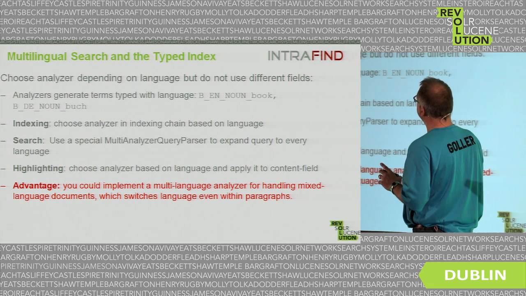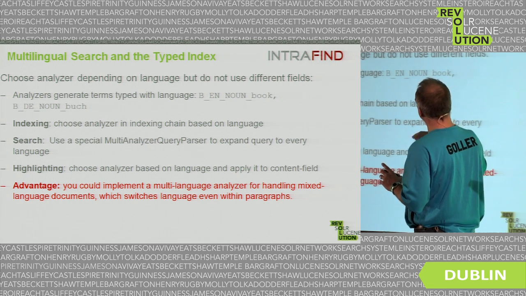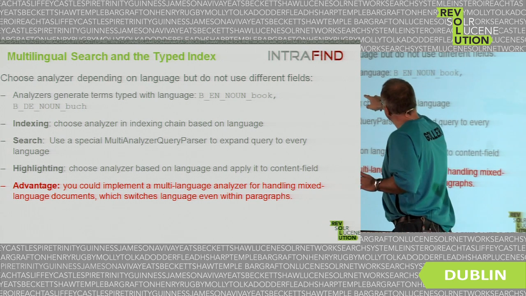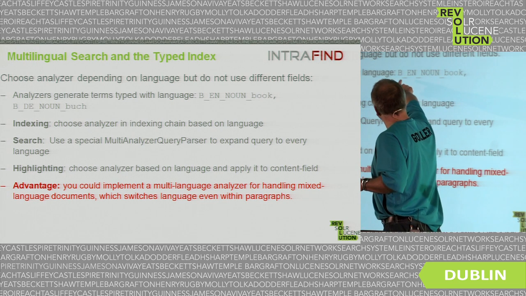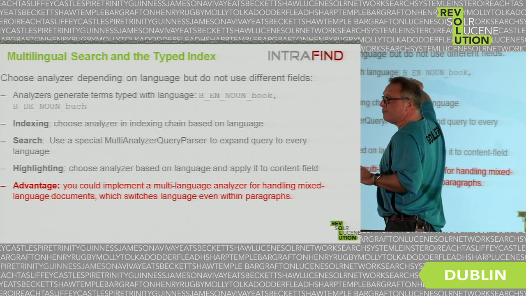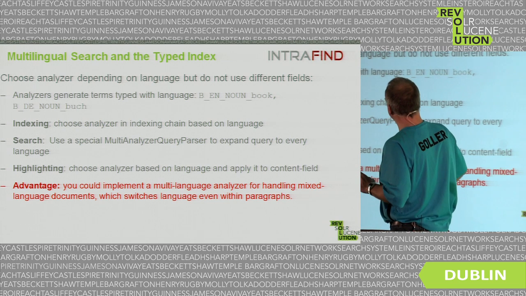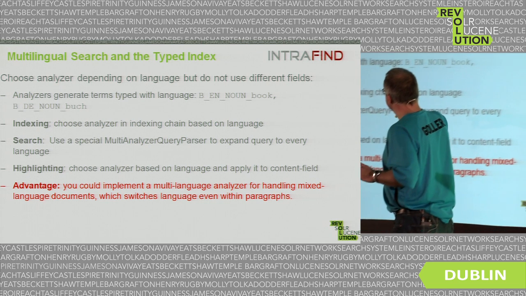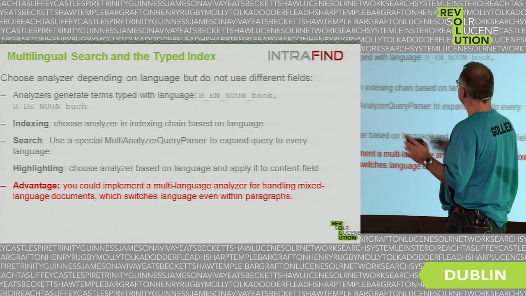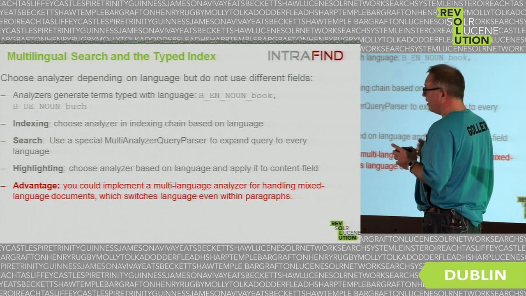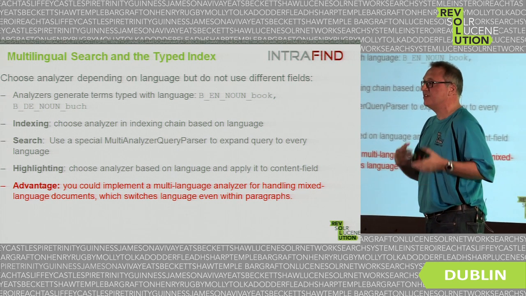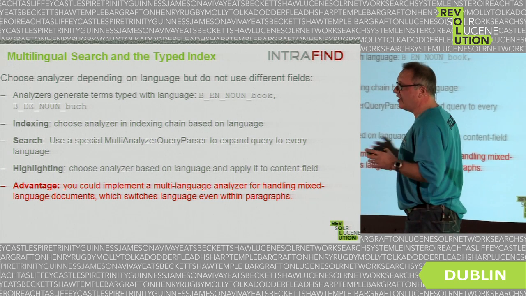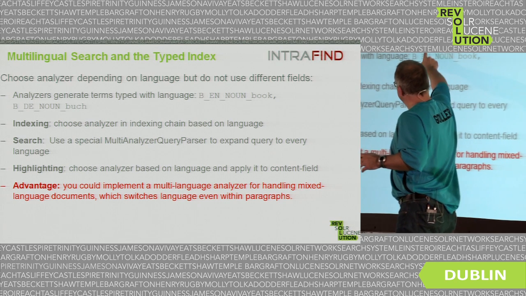The alternative approach is what you can do with the typed index: you could choose an analyzer, again, depending on the language, but not use different fields. Instead, the analyzer should generate terms with prefixes which contain the language information. Yeah? And then this is what happens during indexing. And during search, you need something like a multi-analyzer query parser, which, if you don't know the language the user is using, expands to these terms with all language-specific normalizations.